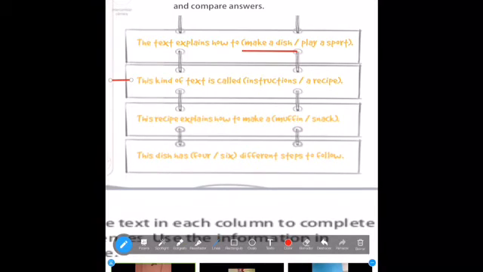The number 2, Sandra. We are in the number 2. This kind of text is called instructions or a recipe? What is this, Sandra? Instructions or a recipe? Instructions. No, it's not instructions. Recipe. This is a recipe, exactly, okay? As we said at the beginning, a recipe. Okay, very good. Thank you, Sandra.